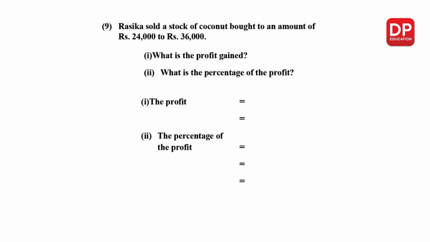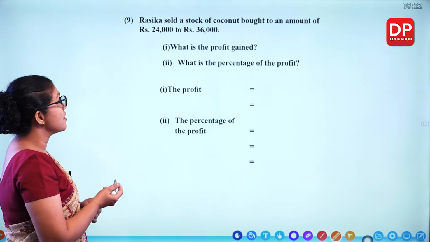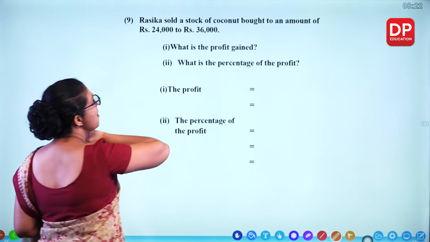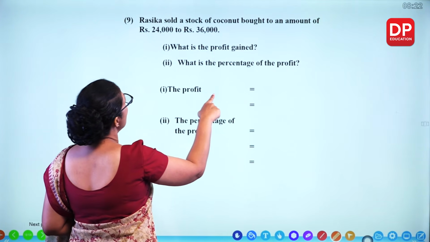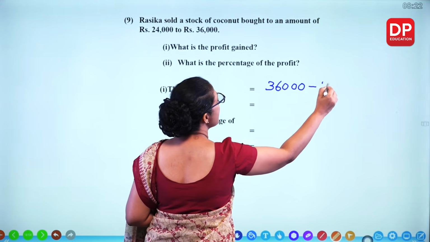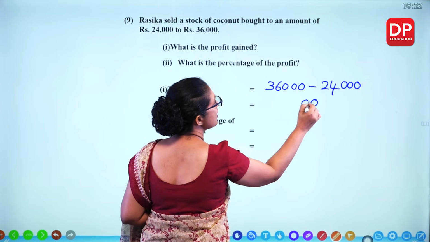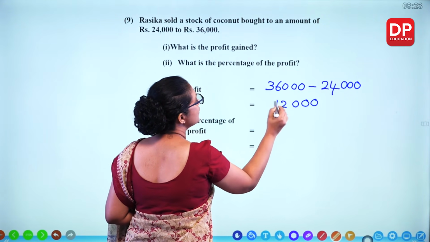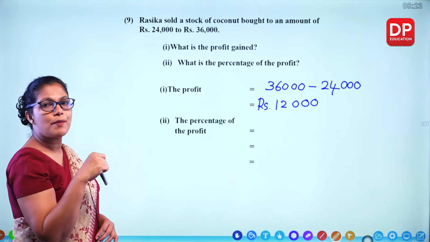Now we'll take an example. Rasika sold a stock of coconut bought for an amount of 24,000 rupees at 36,000. What is the profit? Now here the selling price is more than the buying price, so we call that a profit. So what's the profit gain? Profit is the difference between the selling price and the buying price. So when you subtract, what do you get? So 12,000 rupees.